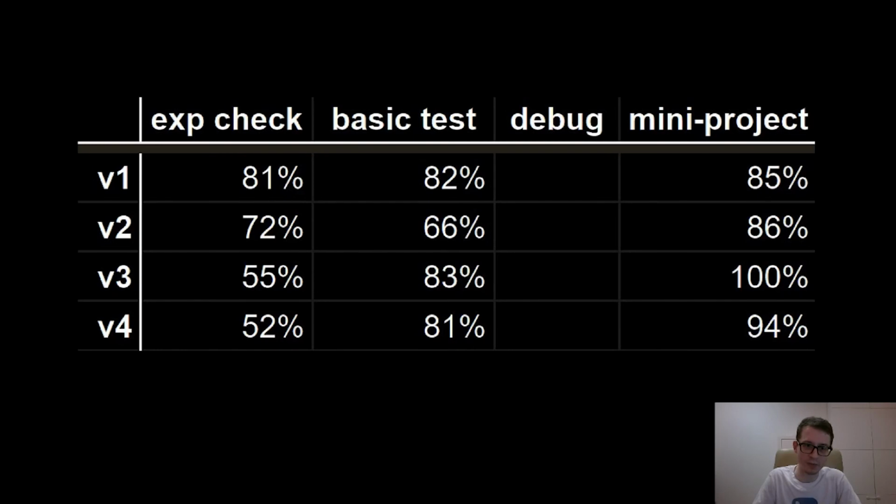And that's how the numbers look. Experience check stayed the same because the job ad stayed basically the same. Basic test rejects roughly the same number of people as previously. The mini project detected many people who were high quality, but were not fast enough when solving these kinds of problems for us.